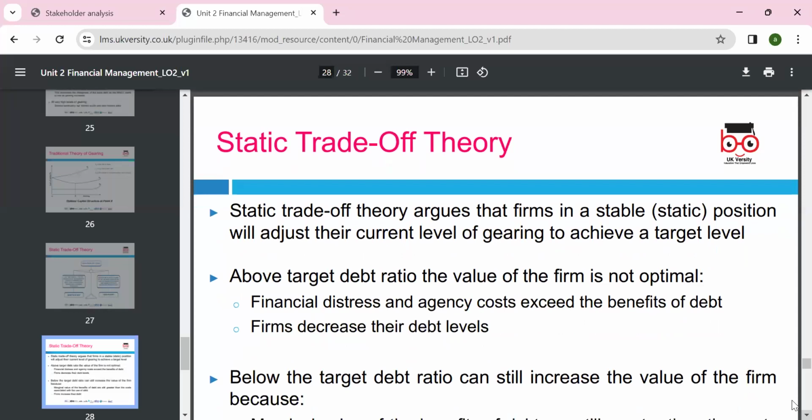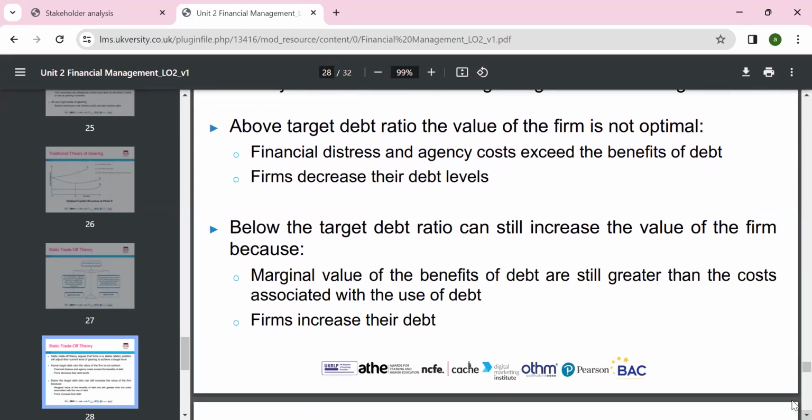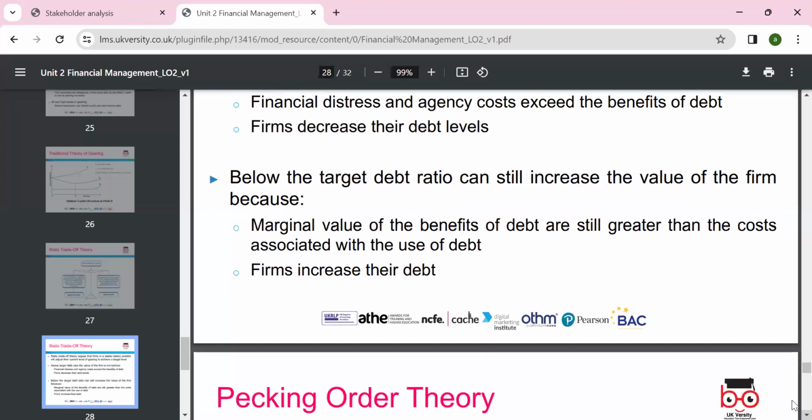Static trade-off argues that the firm establishes a static position at its current level of gearing to achieve the target level, and we can look at the gearing value of the firm, which is not optimal. Financial distress can create agency cost, because of the agent and agency relationship, which we can look at. And the target debt ratios we always keep in mind. Is the marginal value of the benefit of debt still greater than the cost associated with the use of debt? That also has an impact in other ways.